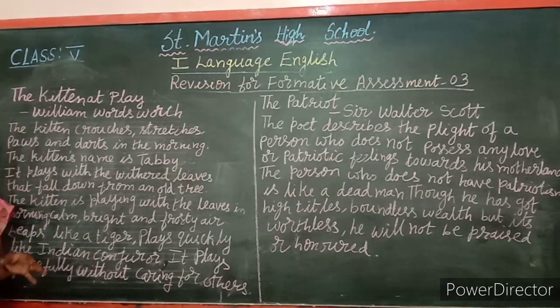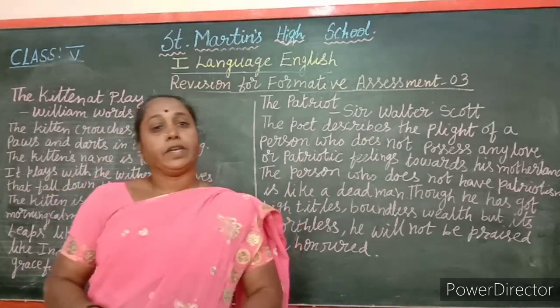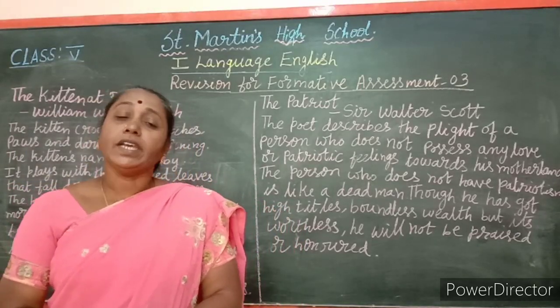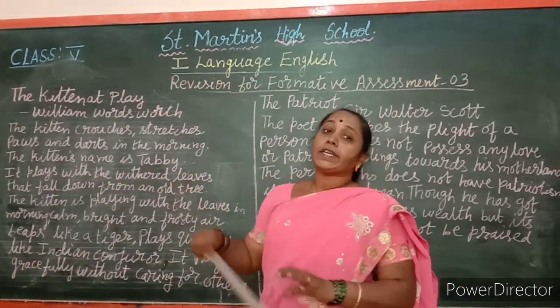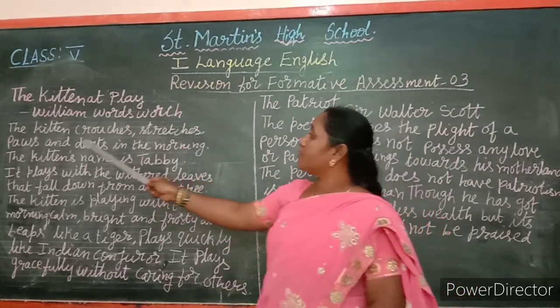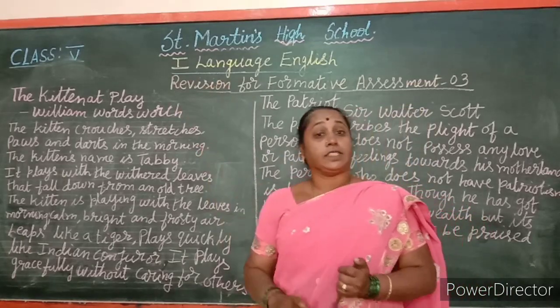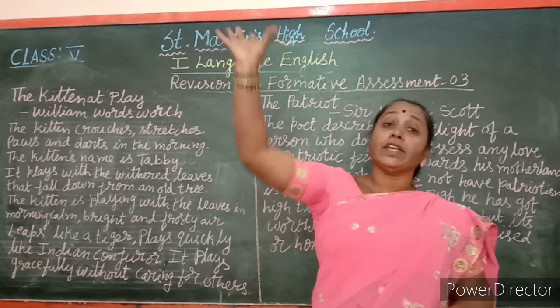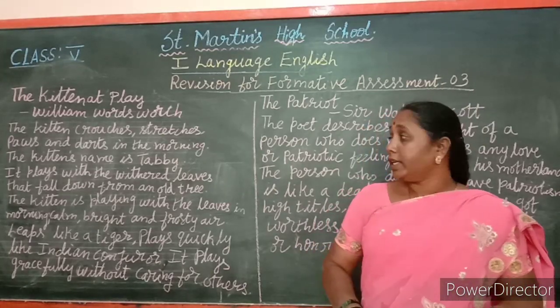Yes, children, now let us move to the summary of the poem, The Kitten at Play. The poet of this poem, The Kitten at Play, is William Wordsworth. In this poem, the poet admires the kitten which is playing with the withering leaves. What do you mean by withering? Withering means falling leaves. Here the kitten crouches, stretches, paws and darts in the morning. That means it stretches its legs, it paws and then it tries to catch the falling leaves from the old tree. It is playing early in the morning.